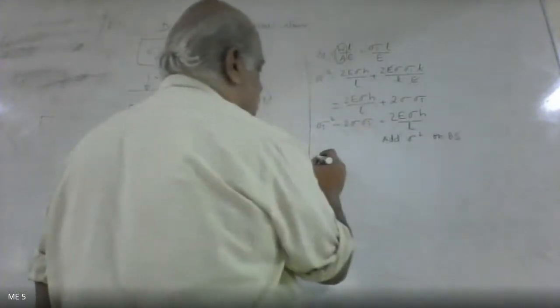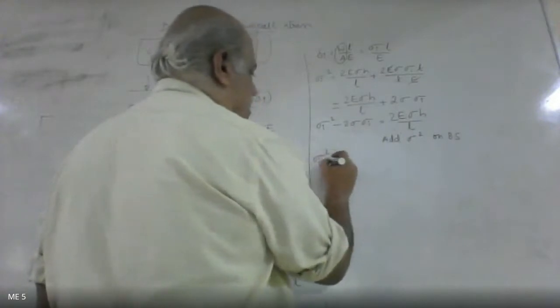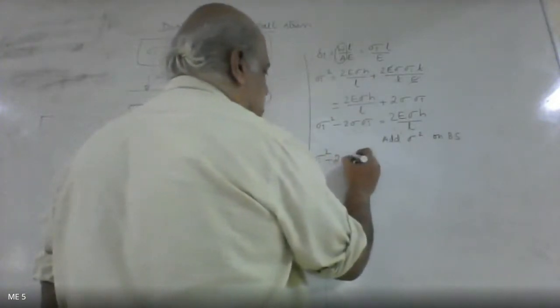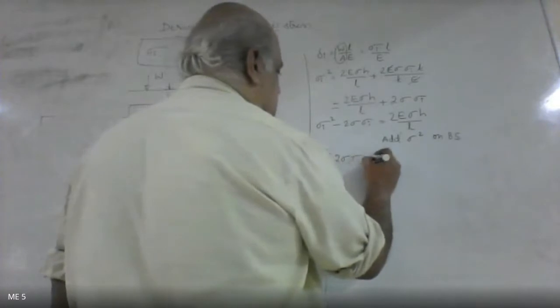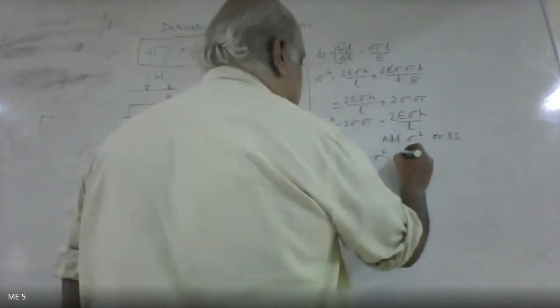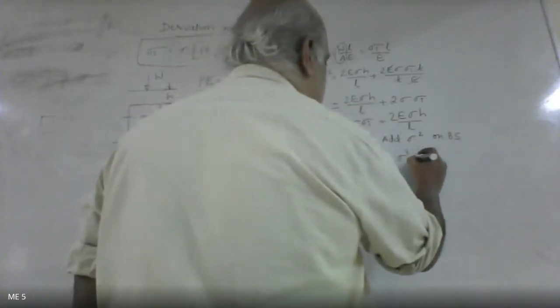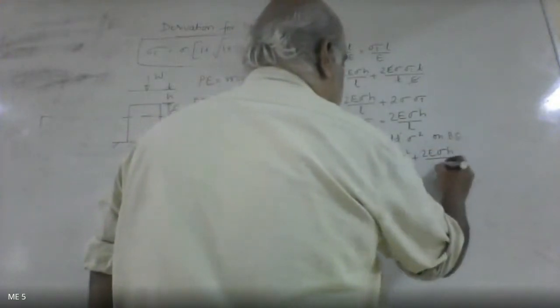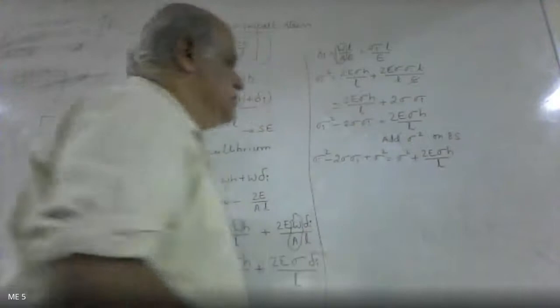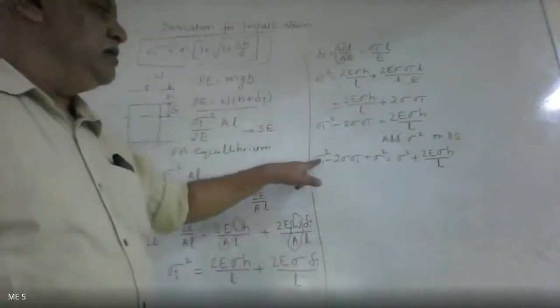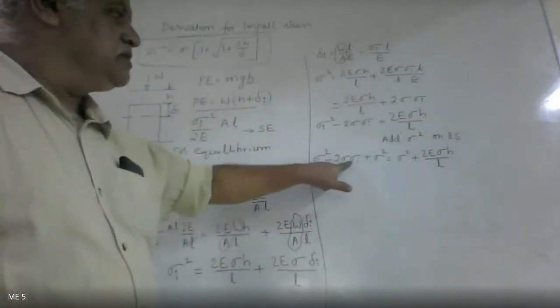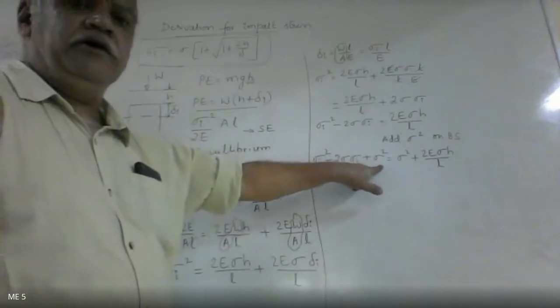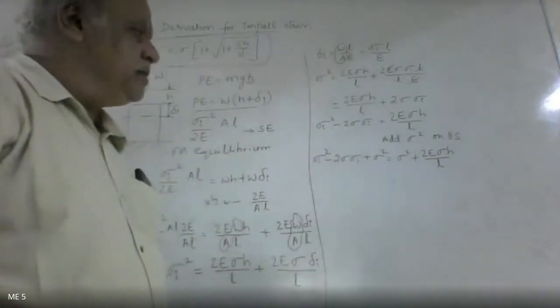What I get here? Sigma square I minus 2 sigma sigma I plus sigma square is equal to sigma square plus 2E sigma H divided by L. So what is this going to be? Sigma square I minus 2 sigma sigma I plus sigma square, what is it going to be? Sigma I minus sigma, whole square.